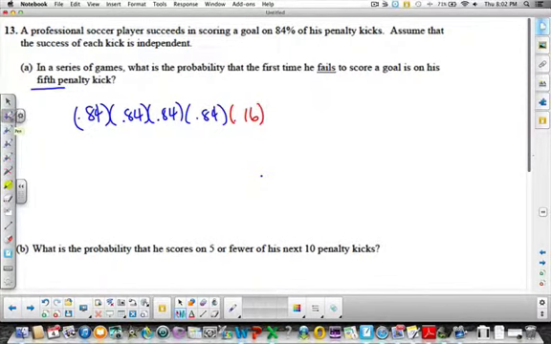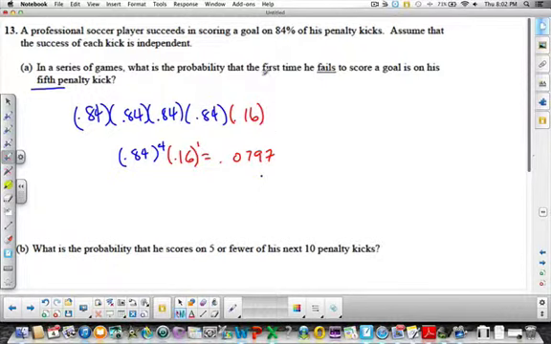So another way to write this is that he has to succeed 4 times, and then he has to fail 1 time. So it's the probability of succeeding raised to the 4th power times the probability of failing raised to the 1st power. And so if we multiply this out, we get about 0.0797. So there's about an 8% chance that he would fail on the 5th kick.